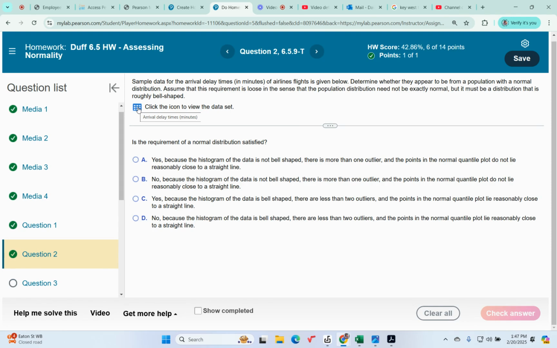Sample data for the arrival delay times in minutes of airline flights is given below. Determine whether they appear to be from a population with a normal distribution. Assume that this requirement is loose in the sense that the population need not be exactly normal, but it must be roughly bell-shaped.